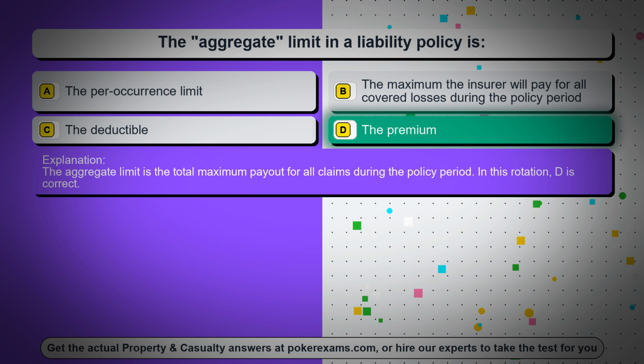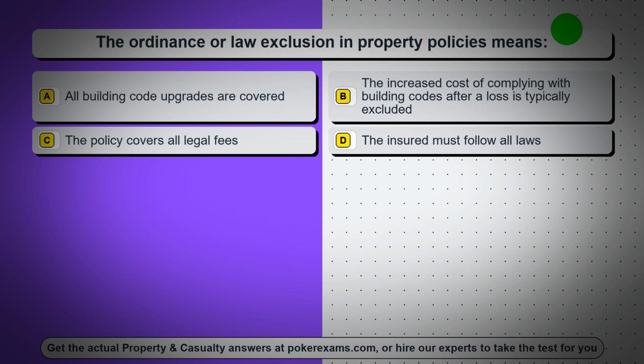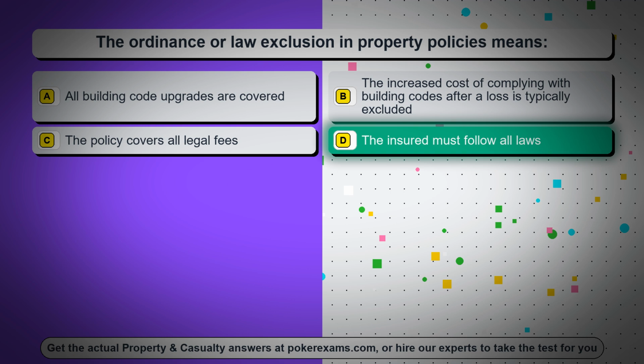The aggregate limit is the total maximum payout for all claims during the policy period. In this rotation, D is correct. Question 59. The ordinance or law exclusion in property policies means, option A, all building code upgrades are covered, option B, the increased cost of complying with building codes after a loss is typically excluded, option C, the policy covers all legal fees, option D, the insured must follow all laws. The correct answer is option D, the insured must follow all laws.